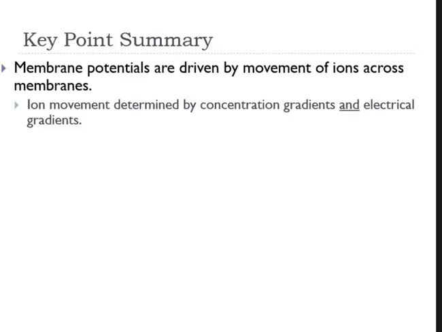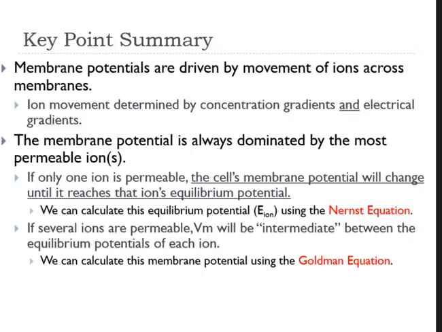That's what these little cells are, where you draw a little arrow and you figure out what the membrane potential will be. And you'll eventually have a situation, if there's only one ion permeable, where you'll reach the equilibrium potential, where the electrical gradient is sufficient to balance the concentration gradient. And you'll get no net flux of that ion. In a real cell, membrane potential is always going to be dominated by the most permeable ions. So if only one ion is permeable, the cell's membrane potential will change until it reaches that ion's equilibrium potential. And we can calculate the equilibrium potential using the Nernst equation, which is what I drew over here.